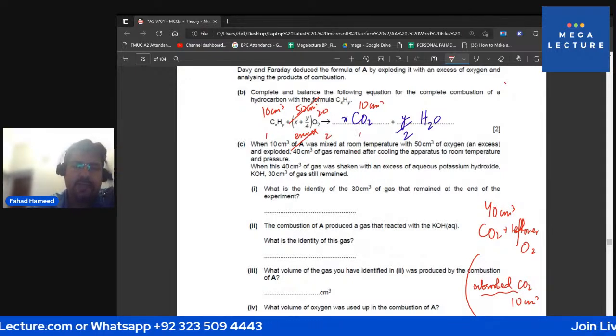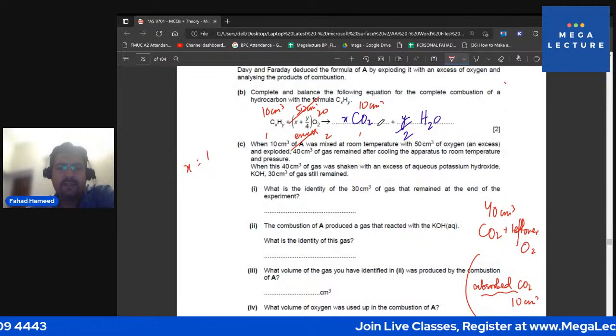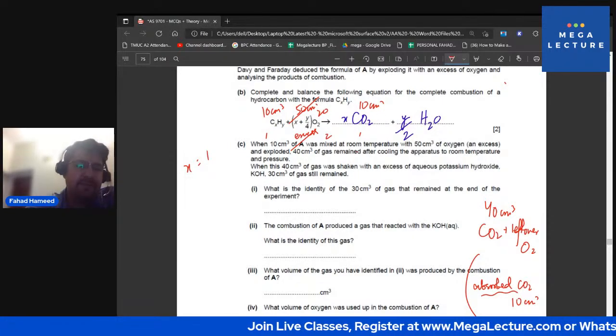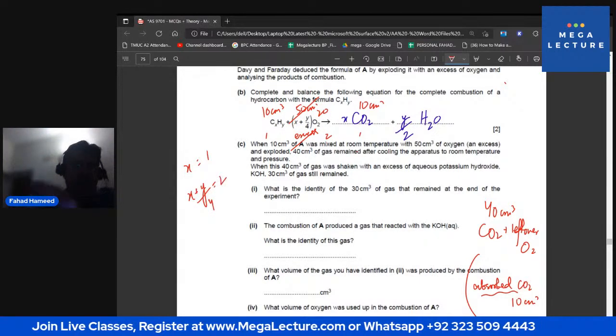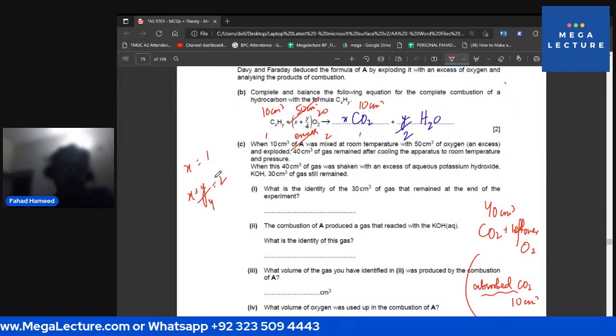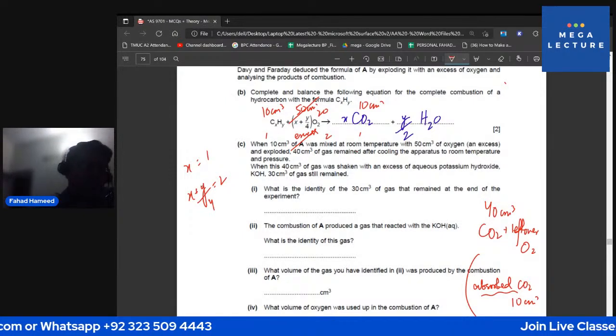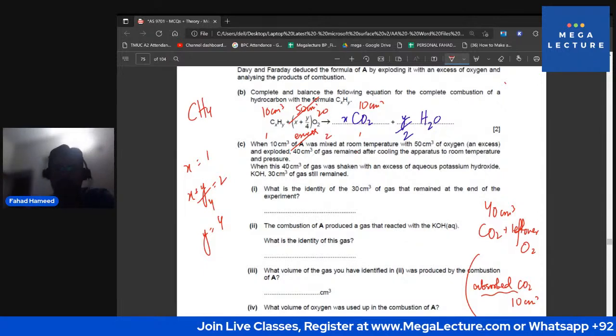So X will have a value of 1. One molecule produces 1 of this, and X plus Y by 4 has a value of 2. I mean, this whole coefficient is 2. It's one molecule reacts with 2 O2s, and I'm going to plug in X over here. If I do that, Y would come out to be equal to 4. So this thing is actually CH4.